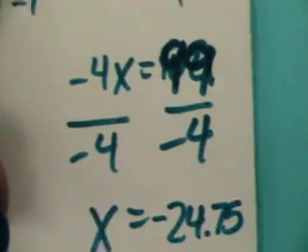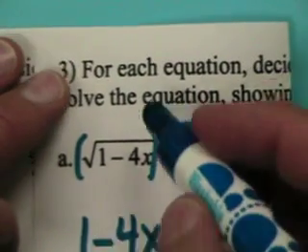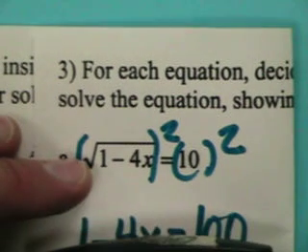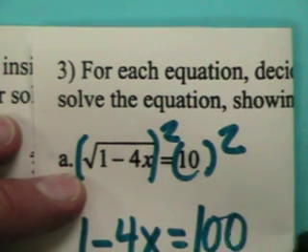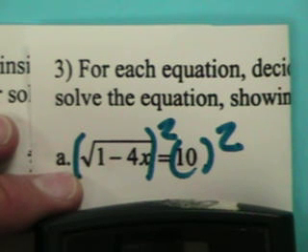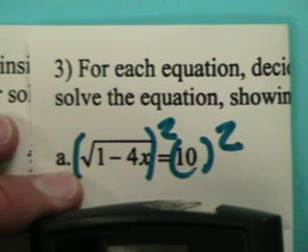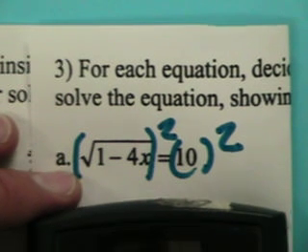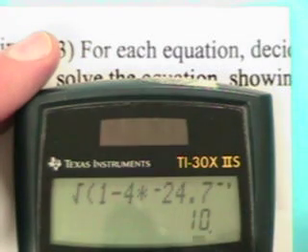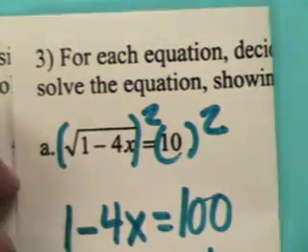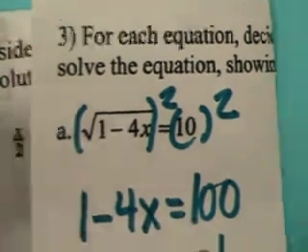I'm going to check it really quick. So I'm going to plug it in here: the square root of 1 minus 4 times, what did I say the answer was? Negative 24.75. Close the square root. And let's see what we get. We get the answer 10. So we see that that did work. That is the correct number for that. Okay, so that's working with that square root.